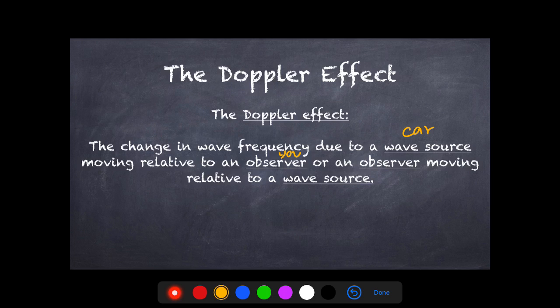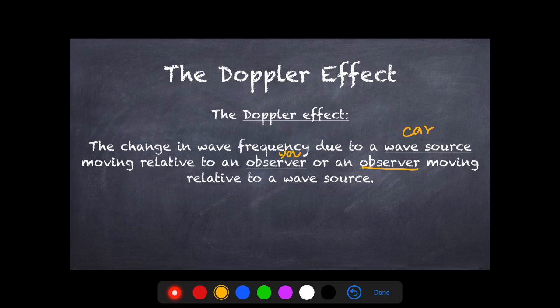And now you're comparing the wave source plus the observer and seeing how that affects what I hear and the intensity of the pitch that I'm hearing. This can also happen when the observer, which is you, is moving relative to a wave source. So say, for example, you are moving and the car isn't, or the car is moving and so are you.